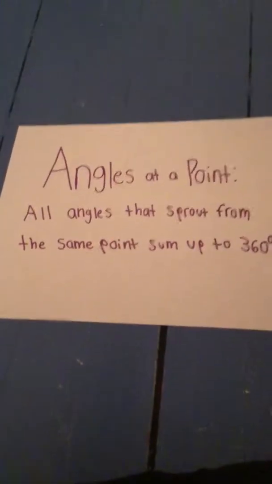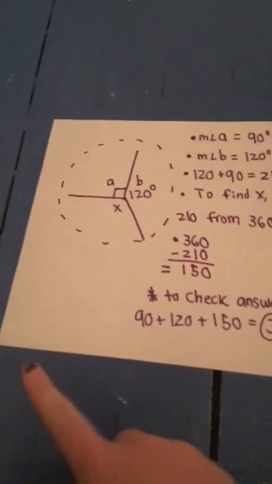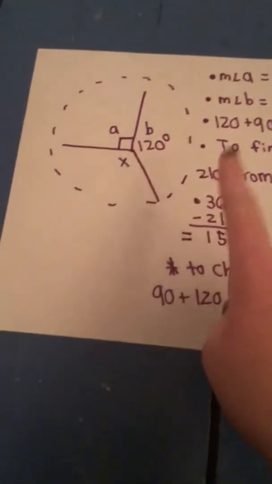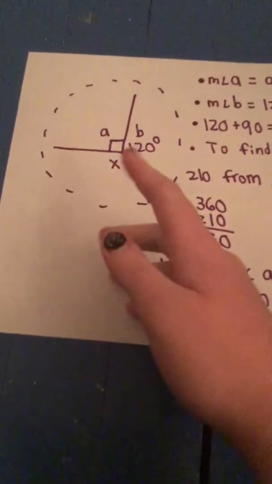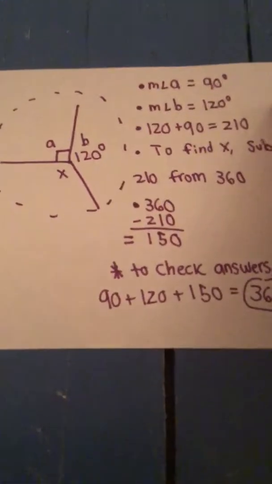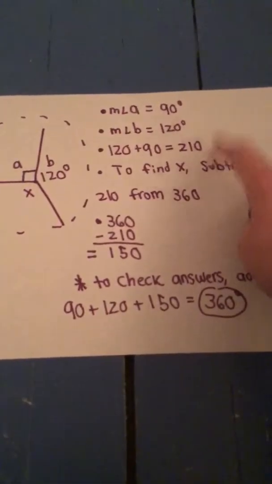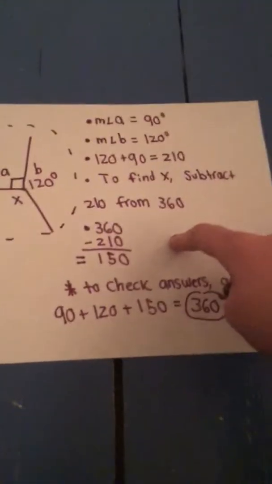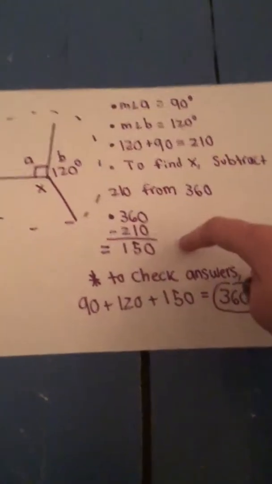Lastly, we have angles at a point, which means all angles that sprout from the same point sum up to 360 degrees. In this figure here, we have A, B, and X. You can see that A is 90 degrees, given by the square, B is 120, and X, well, we don't know. So angle A is 90, angle B is 120, and we know that 120 plus 90 is 210 degrees. To find X, all you have to do is subtract 210 from 360, and we get 150.